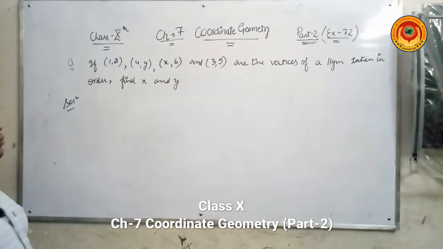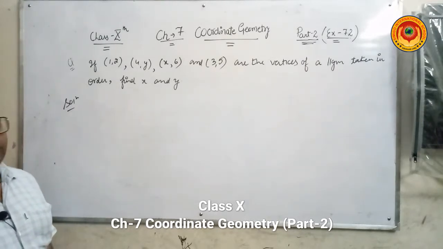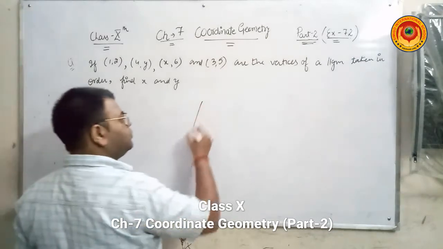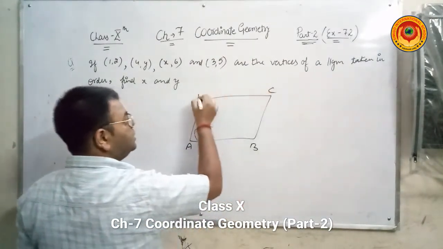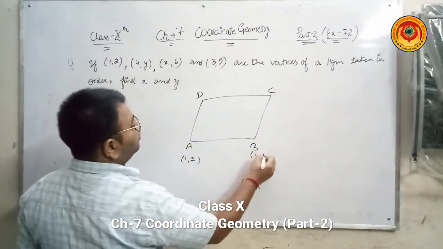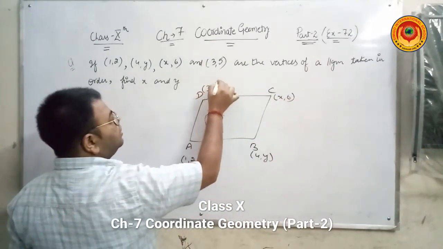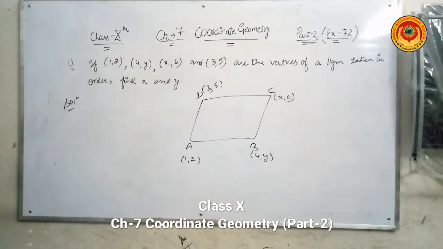Question is, if 1, 2, 4, y, x, 6 and 3, 5 are vertices of a parallelogram taken in order. Taken in order means you have to use the names continuously, like A, then B, then C, then D. What is your A? 1, 2. What is your B? 4, y. What is C? X, 6. And what is D? 3, 5. Are vertices of a parallelogram taken in order. Order means you have to write in sequence.